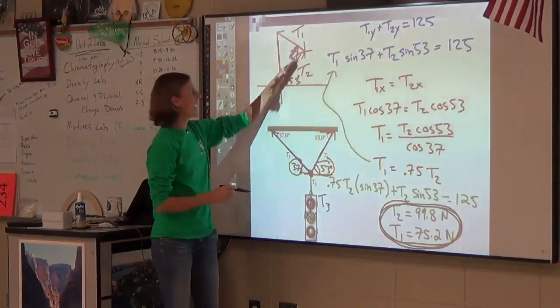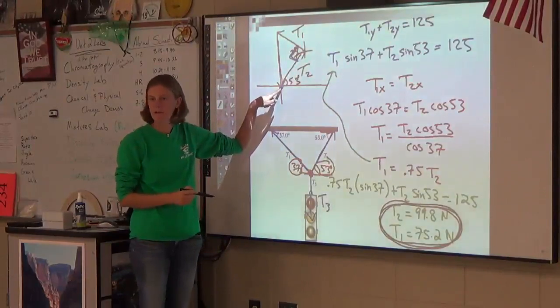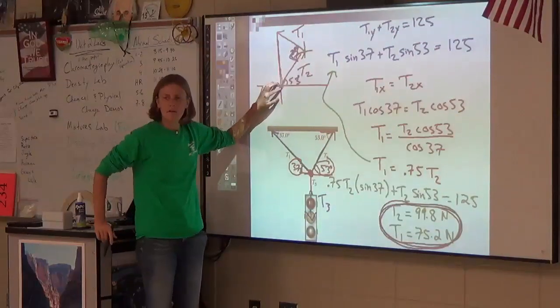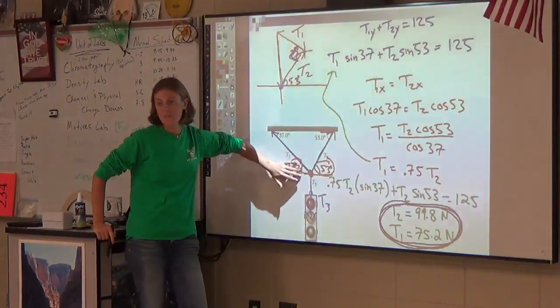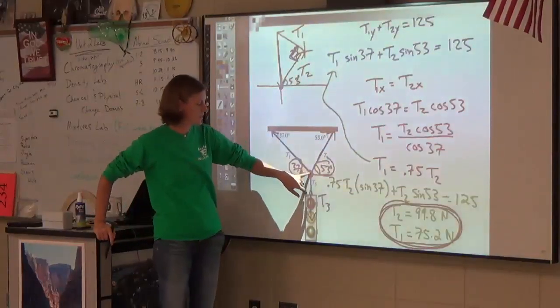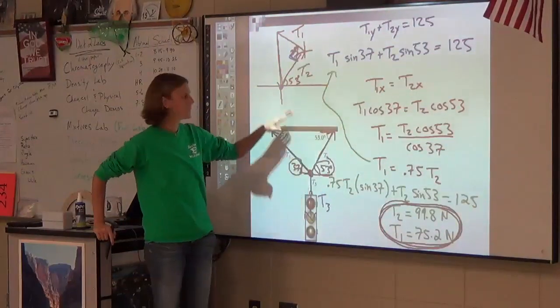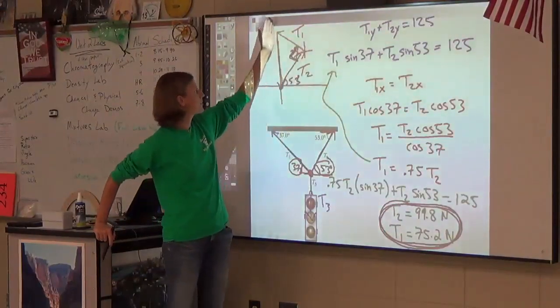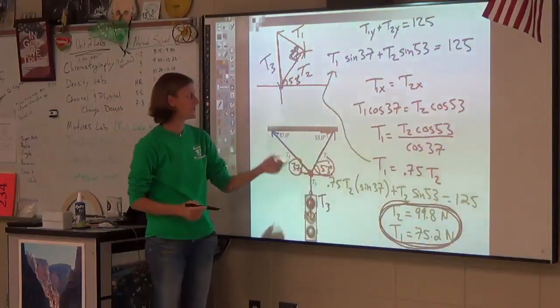How do I know that when I add all these vectors together, head to tail, I should end up at the origin? Because it's not moving, it's balanced. It's still. So even though this point's being pulled in 3 different directions, it's in equilibrium. So T2 plus T1 plus T3 should just get me right back to 0. The net force is 0.